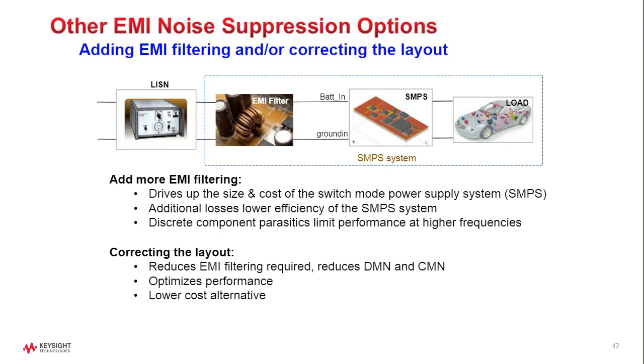Another option is to go into the layout and address some issues in the layout. Specifically with common mode noise, most of the more common issues associated with common mode noise are layout related. This is a better approach. If you can do it in the layout, it's the best approach because it's the lowest cost approach, assuming you haven't built a bunch of products yet.